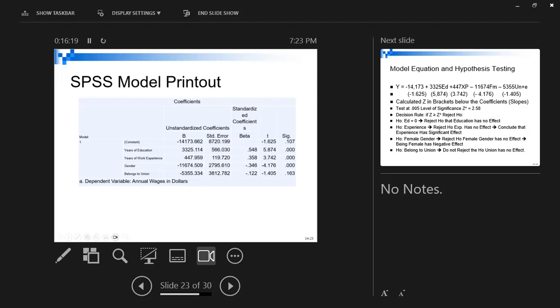And here you can see also that union, belonging to a union, is negative, but it's not significant, which means that there is no discrimination against those who belong to a union. Get the idea? Okay. All right.